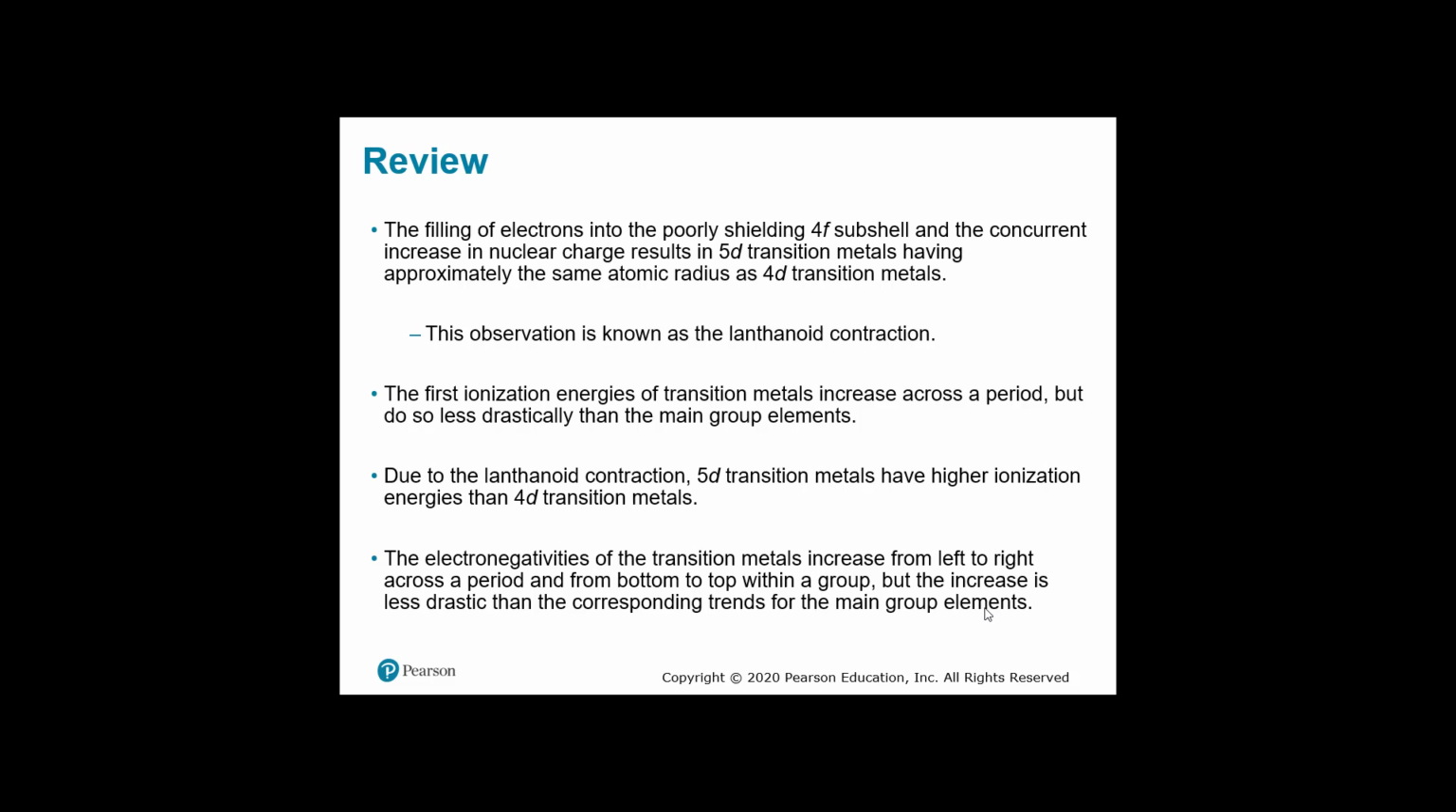First ionization energies of transition metals increase across a period, but do so drastically differently than the main group elements. Due to the lanthanoid contraction, 5d transition metals have higher ionization energies than 4d. The electronegativities of transition metals increase from left to right across a period and from bottom to top within a group, but the increase is less drastic.